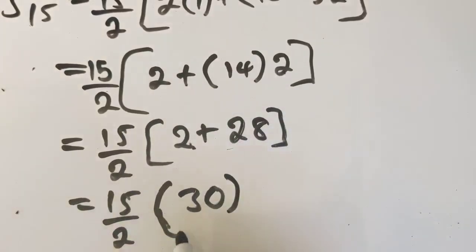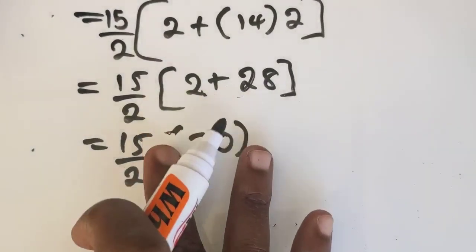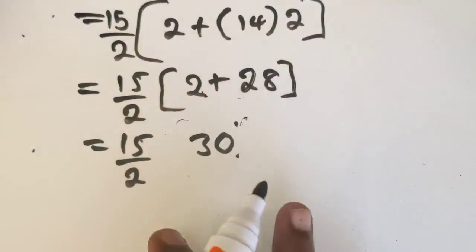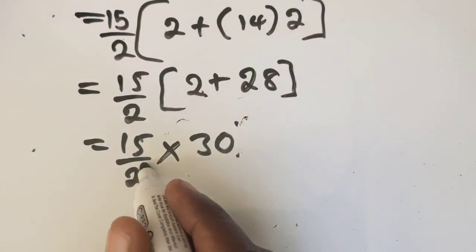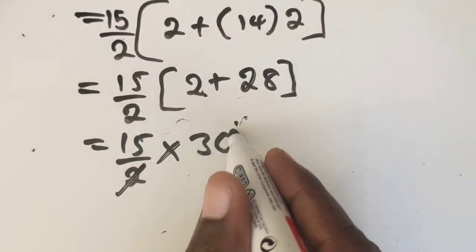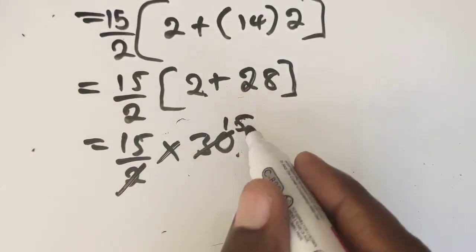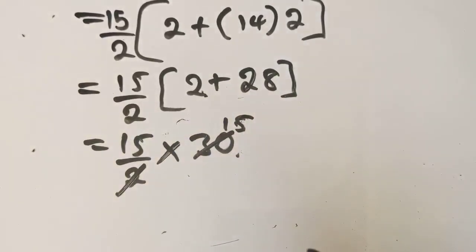So now what is 30 multiplied by that? This is just written like this, one and the same as this. So 2 into 30 is 15. So you can actually multiply 15 times 15.